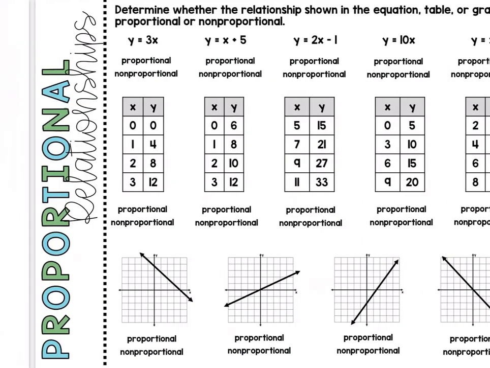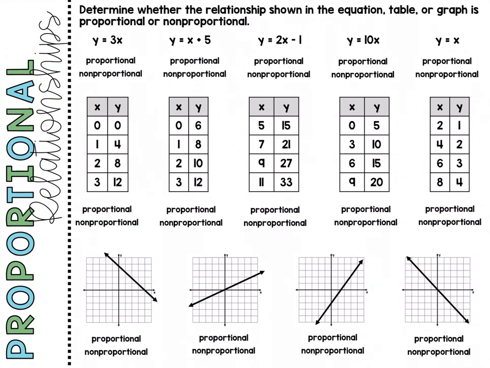Okay, so now let's open up. So we're going to determine whether these are proportional or not. So when we look at y equals 3x, think about this. This is y equals kx. K is going to be a number. So because of that, this relationship is proportional. Okay, this one is proportional.